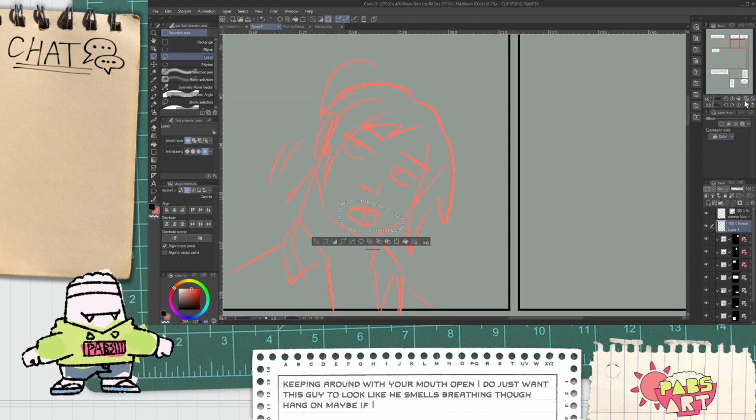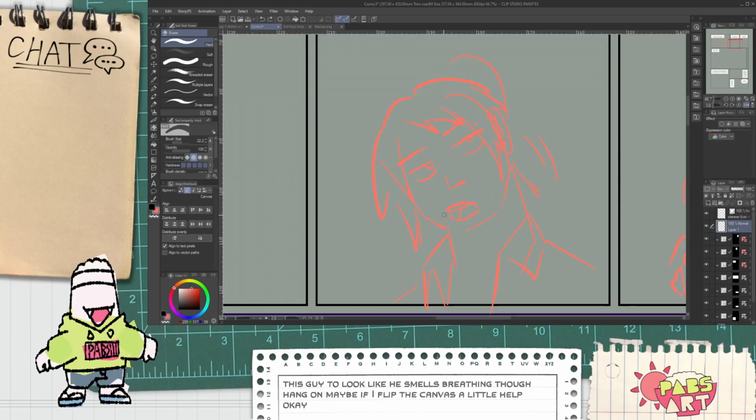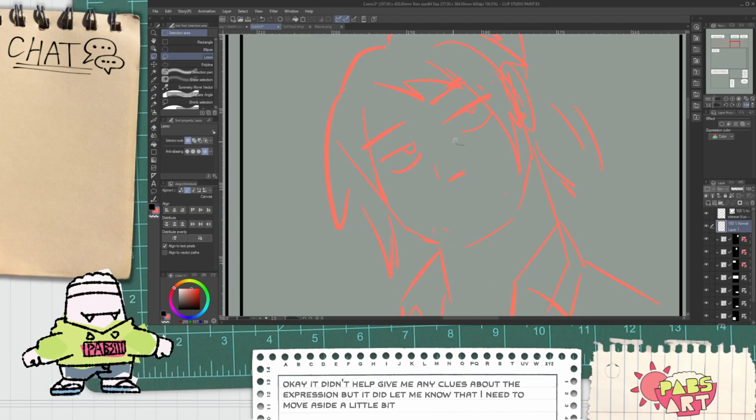Hang on, maybe if I flip the canvas, it'll help. Okay, it didn't help give me any clues about the expression, but it did let me know that I need to move his eye a little bit closer in.